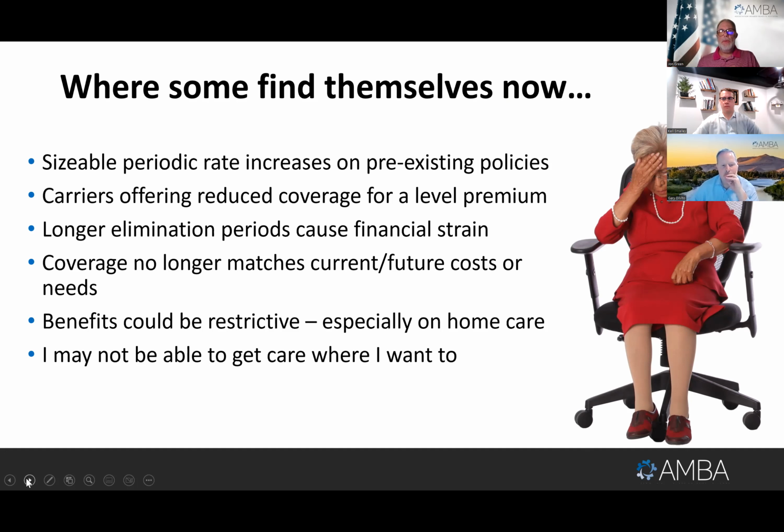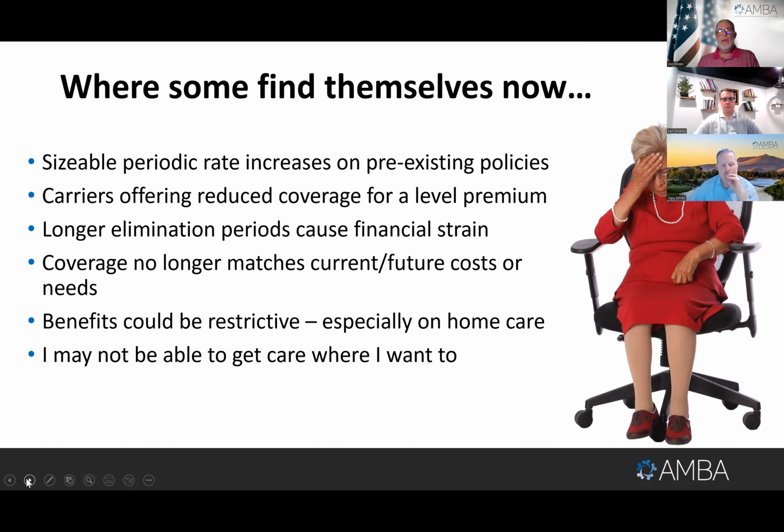And so the company will send a letter out that says, we're taking this rate increase of 30% or whatever, but if you want to level your premium out, we can reduce your coverage. Well, that sounds great because you're going to save money or you're going to stabilize your premium, but you may be cutting valuable coverage that you need in the future.